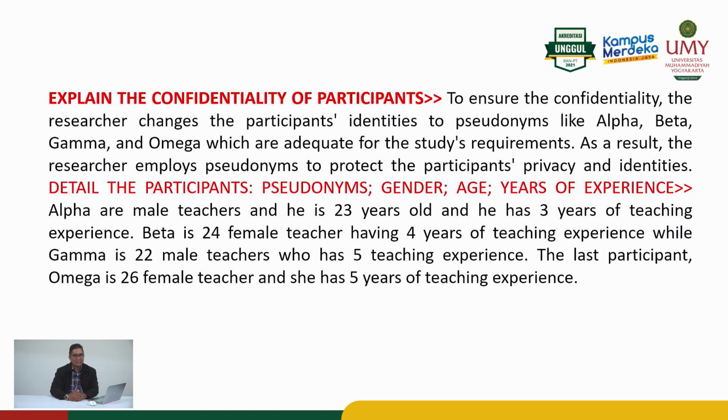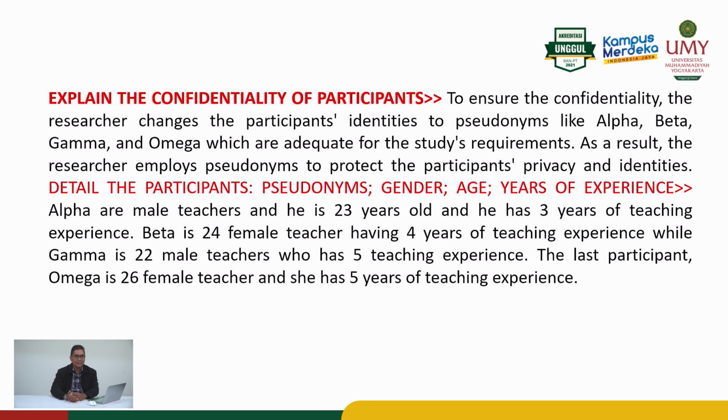And after that, you can explain the confidentiality of the participants. For example, you can use this kind of sentence here. To ensure confidentiality, the researcher changed the participants' identities to pseudonyms like Alpha, Beta, Gamma, Omega, which are adequate for the study's requirements. As a result, the researcher employs pseudonyms to protect the participants' privacy and identities.